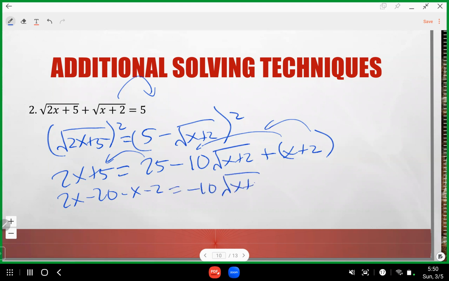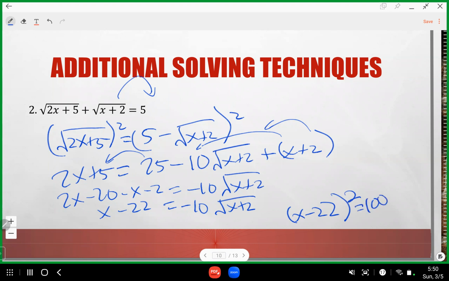All right. Then what we can do is continue to simplify. This is x minus 22 is equal to the same thing, negative 10 square root of x plus 2. Okay, and then if you square both sides, x minus 22 squared is equal to 100 times x plus 2.